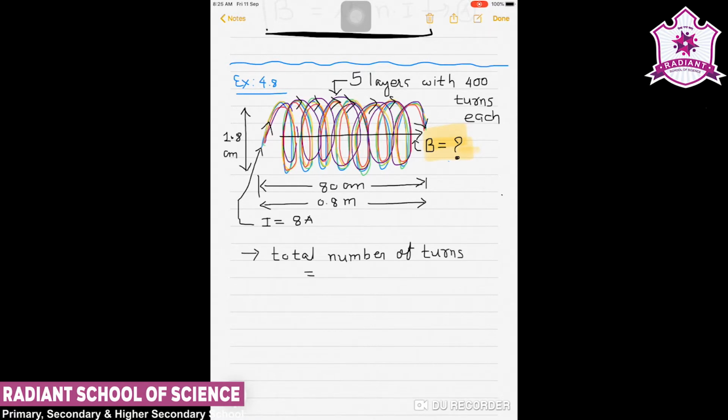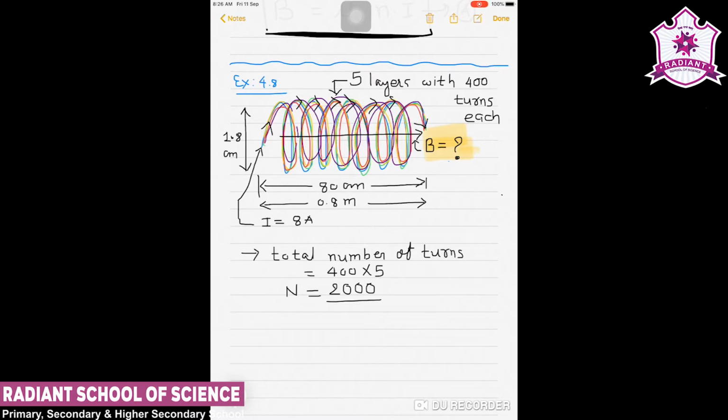Obviously, in each layer there are 400 turns and there are 5 such layers, so we have about 2000 turns for this solenoid. So for this solenoid, capital N will be 2000. So 2000 turns are there in total.